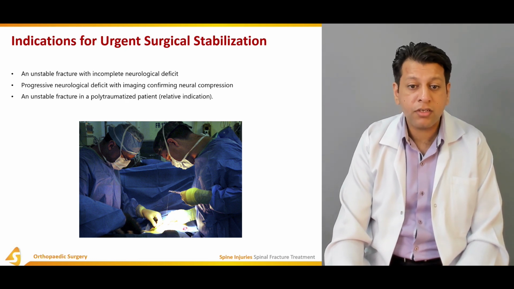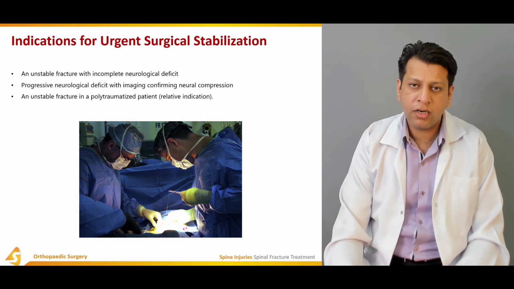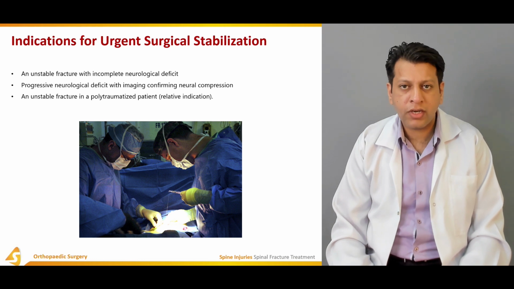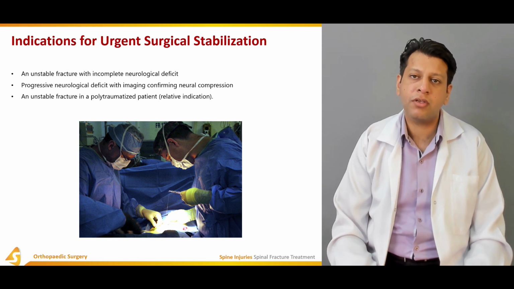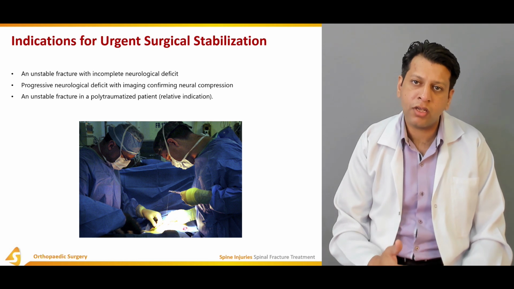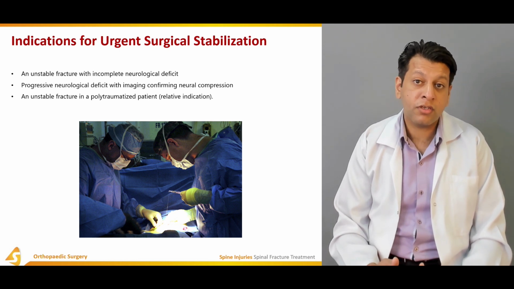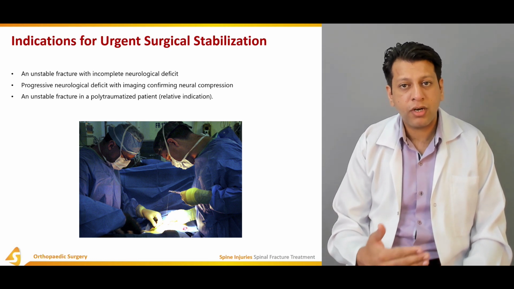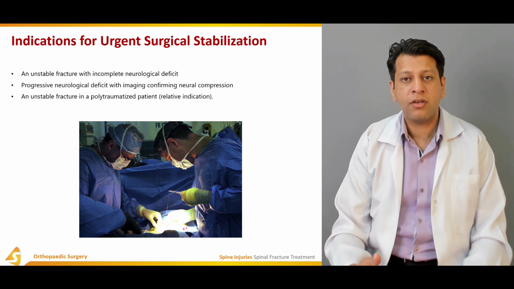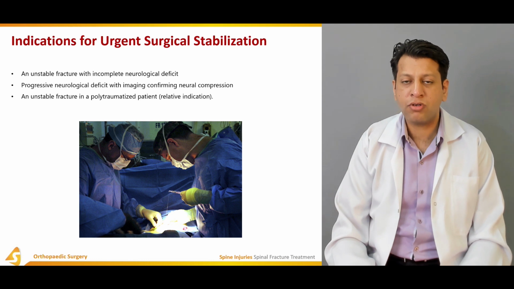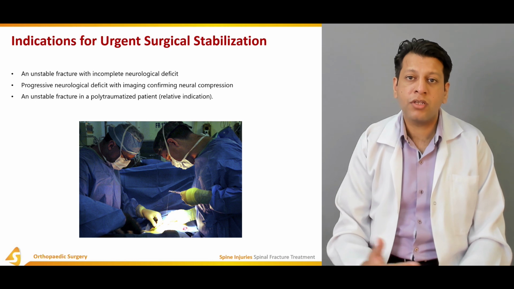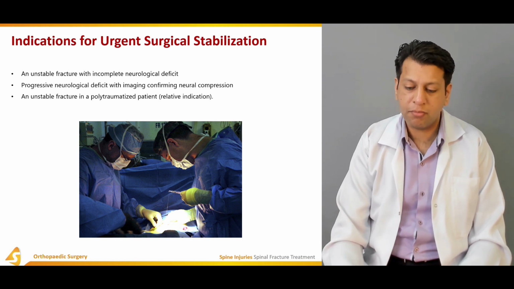Unstable fracture in a polytrauma patient is a relative indication. When we are dealing with polytrauma patients, we have other life-threatening injuries as well to deal with. But once we have dealt with the life-threatening injuries and we realize that it's an unstable fracture involving the middle and the posterior column, although at this moment the patient may have incomplete neurologic compromise, eventually they will develop complete neurologic compromise, or there's a risk of that, then we can fix it even if there is no associated neurologic compromise at this time.